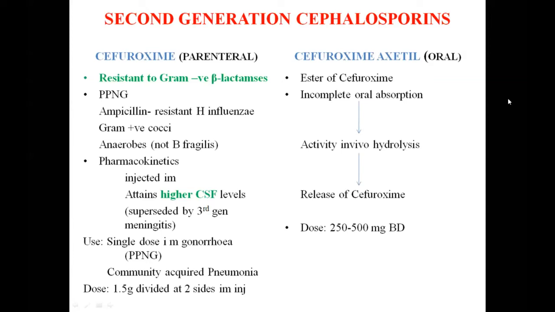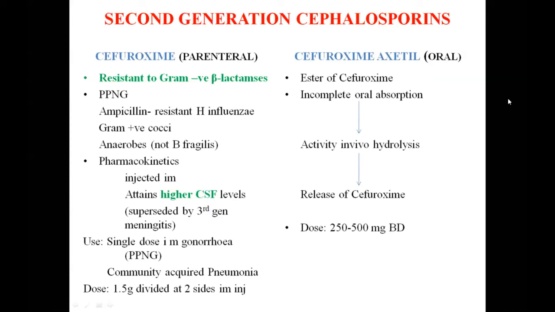Cefuroxime as a single dose intramuscular injection is useful for gonorrhea, that is penicillinase-producing Neisseria gonorrhea, and it is also preferred for treating community acquired pneumonia. And you know, in community acquired pneumonia, H. influenzae is the most notorious organism, and also Klebsiella. So these organisms are taken care of by cefuroxime.